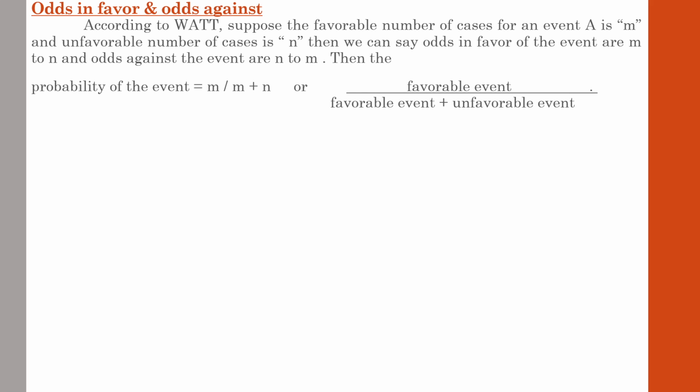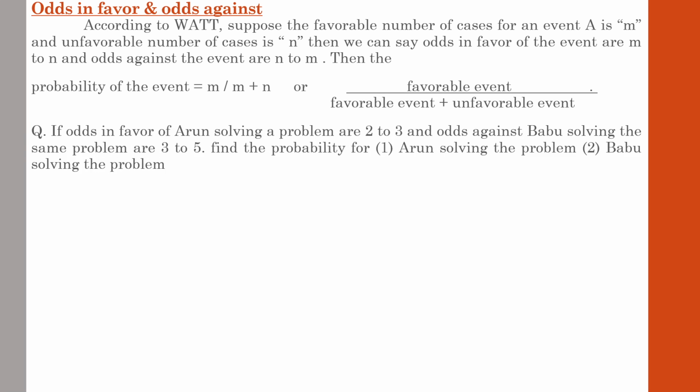The probability of the event, with regard to odds in favor or odds against, whatever the situation may be, is given by the equation M divided by M plus N. M is represented by favorable events and N by unfavorable events: favorable events divided by favorable events plus unfavorable events. The equation may seem easy or interesting, but when it comes to an example case, it will be quite tricky. Don't worry, we will deal with that.